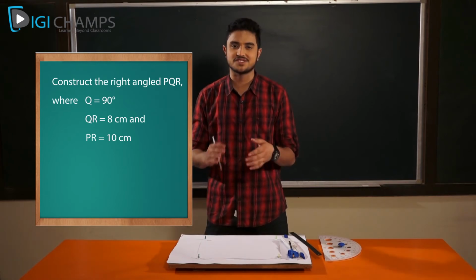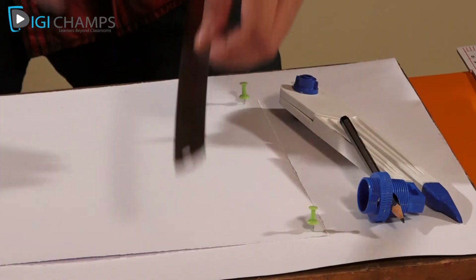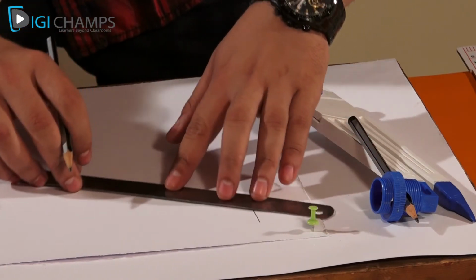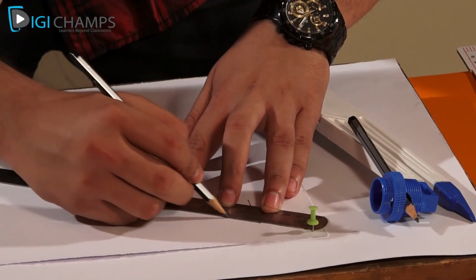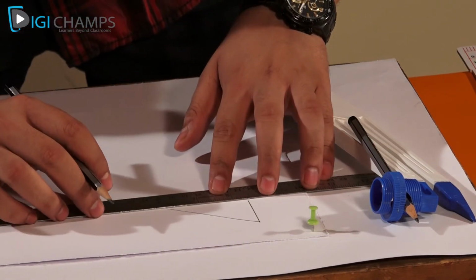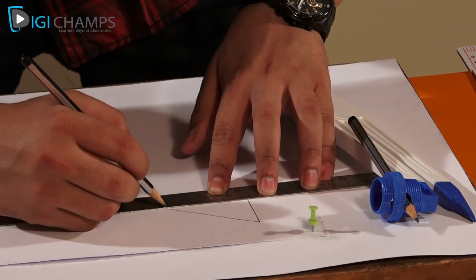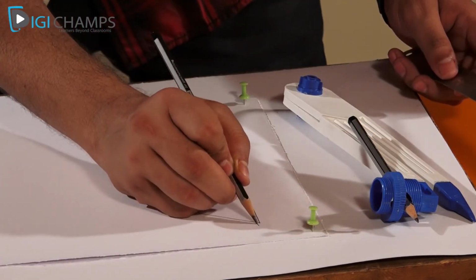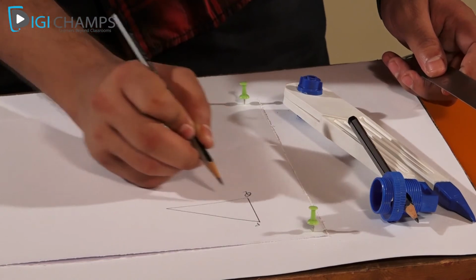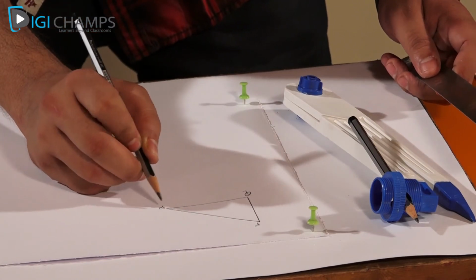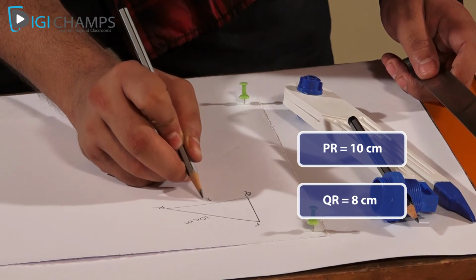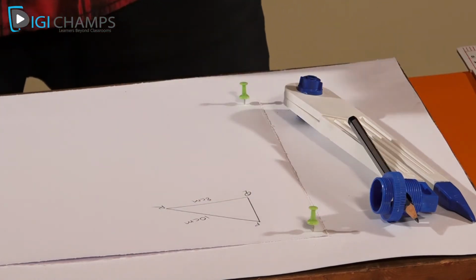So first let us draw the rough sketch of the question. Here I am drawing a right angle triangle. This is P, this is Q, and this is R, where PR is 10 centimeters and QR is 8 centimeters. So champ, the rough sketch would look something like this.